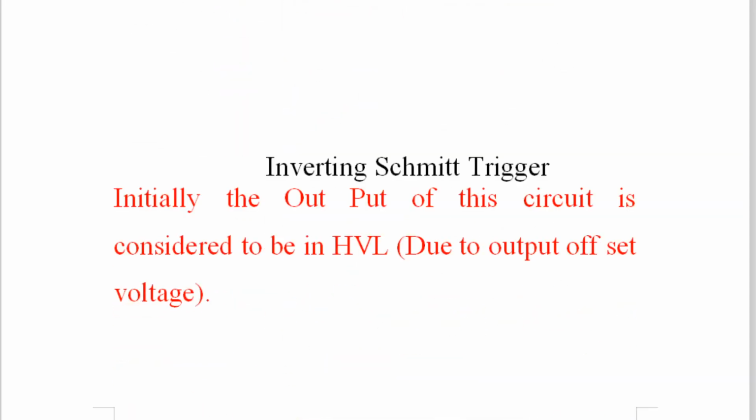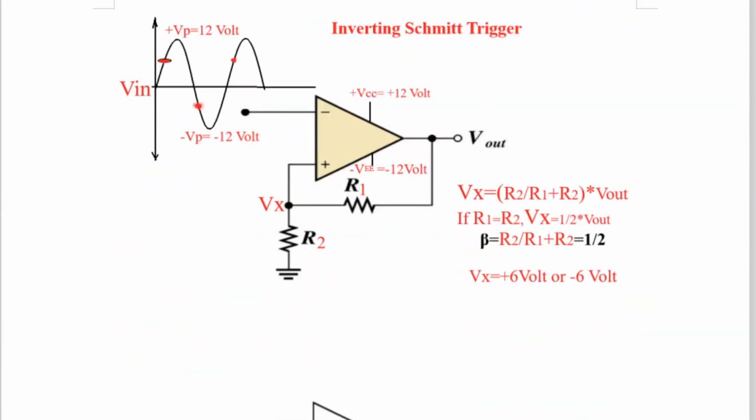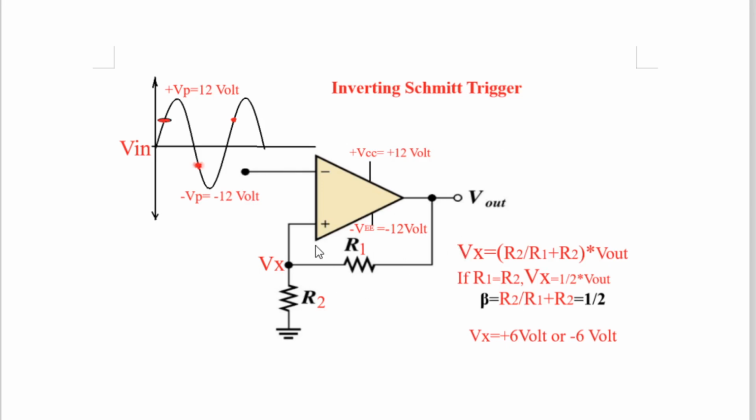Let us go to that diagram. Yes, this is our diagram. What I told you, at the inverting input pin you apply the sine wave such that the positive peak of the sine wave goes to Vp equal to plus 12 volt, and the negative peak of the sine wave goes to minus Vp equal to minus 12 volt. See carefully over here, the sine wave is applied at the inverting input pin.